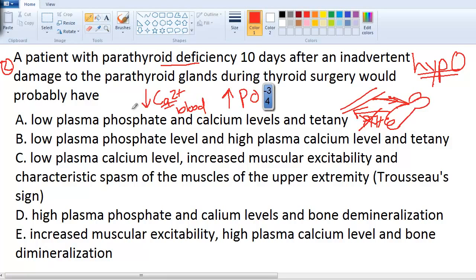So let's go with what we have so far. Low plasma phosphate, nope, that choice is out. Low plasma calcium, yep. Increased muscular excitability, let's come back to that in a moment. High plasma phosphate, yep. And calcium, no, that's done. Increased muscular excitability, we'll talk about it. High plasma calcium, no. So look, without even talking about the excitability of muscle, you're able to bring it down to choice C.